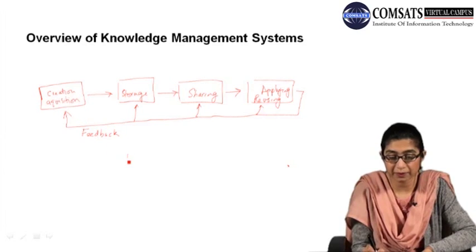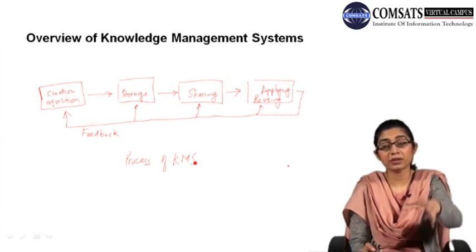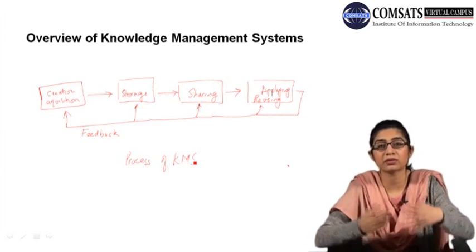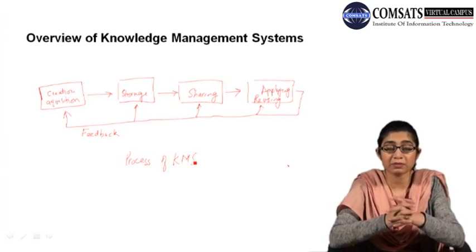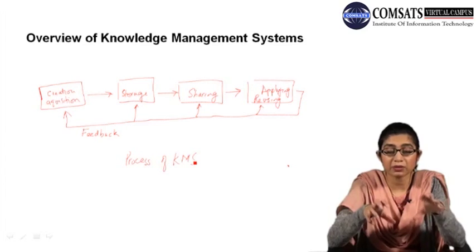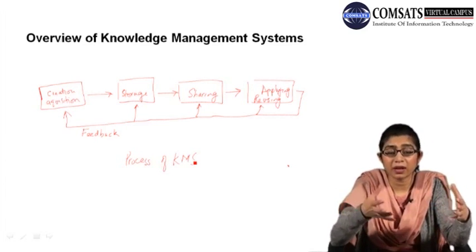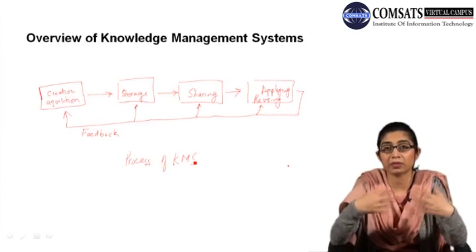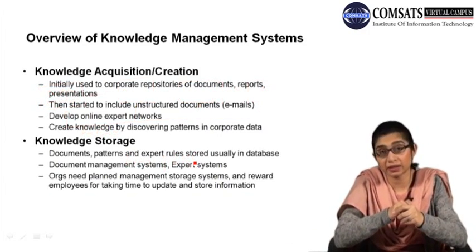So these are basically how your knowledge management system works. ठीक है, अब इन सारी चीज़ों को हम आगे जाके डिस्कस करते हैं, that what do we mean by knowledge acquisition और creation, storage किस तरह हो सकती है, sharing किस तरह हो सकती है, and जब हम knowledge management systems की बात करेंगे, then we are going to talk about the different systems that basically how are they doing these things, how are they creating, how are they storing, sharing and applying the knowledge. So the first thing that we're going to talk about is knowledge acquisition and creation.